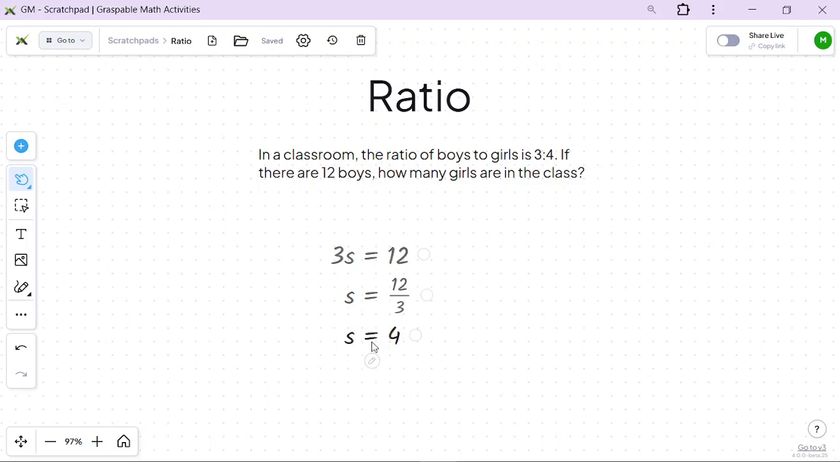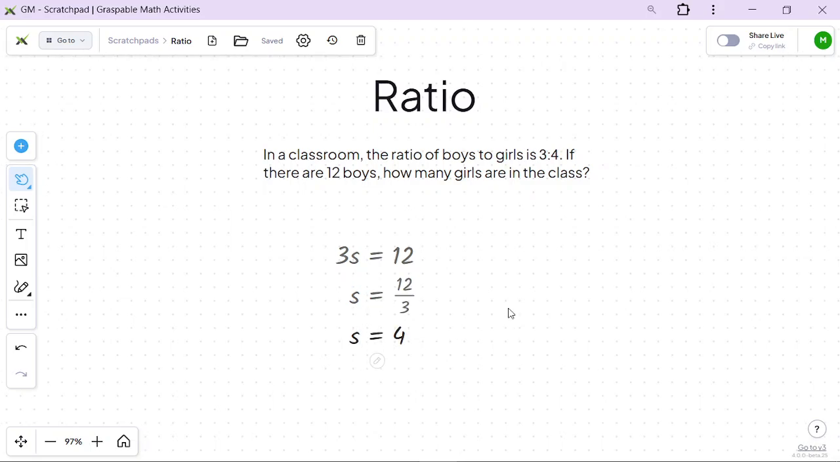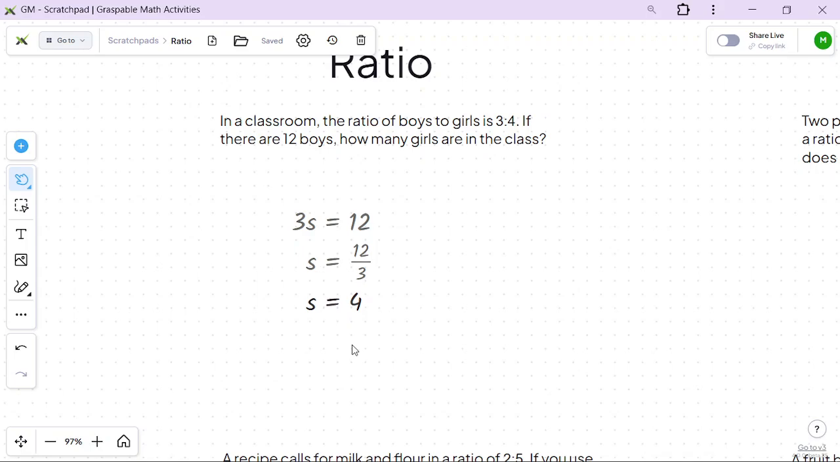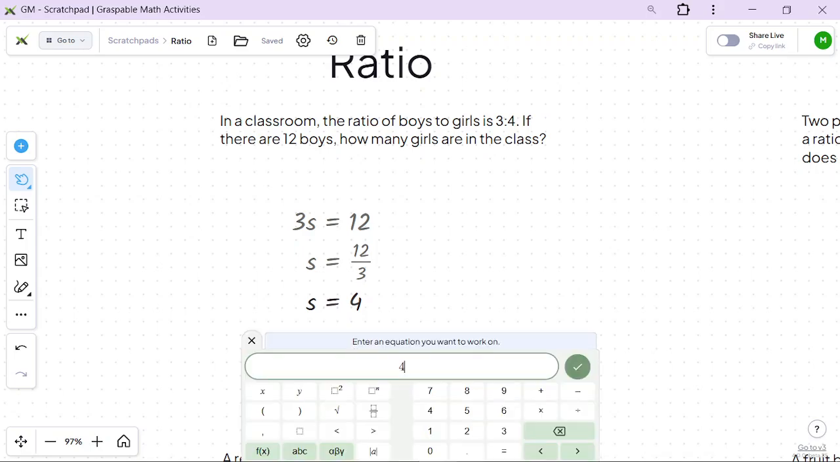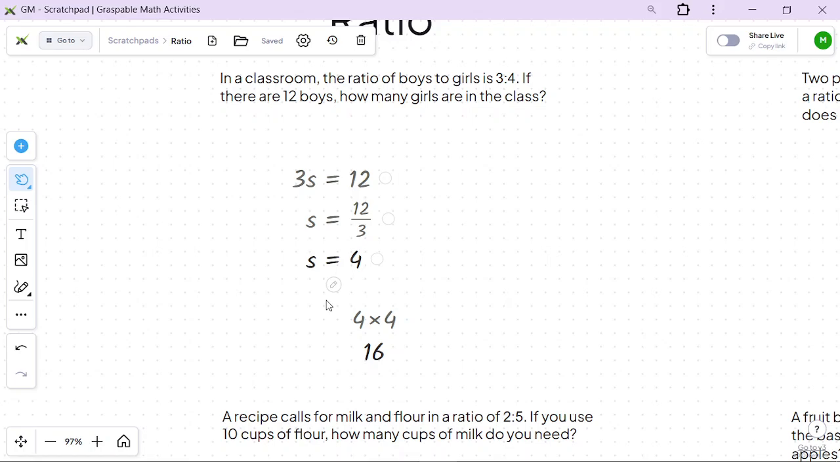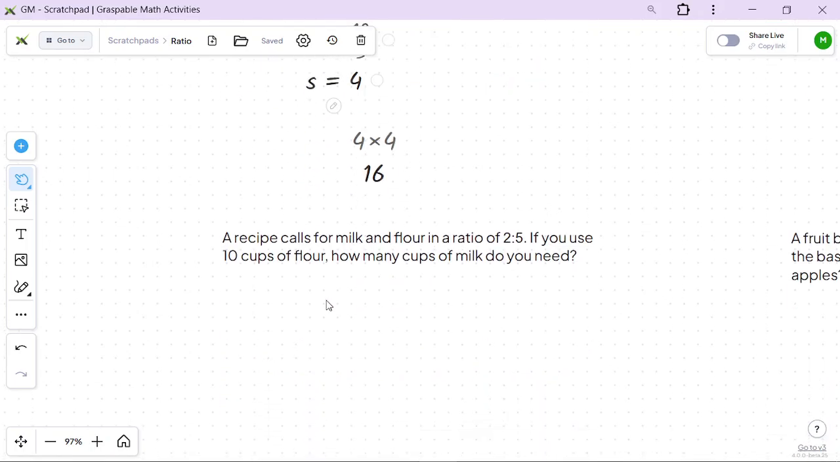3 appeared 4 times. So we are going to do the same thing to say 4 should appear 4 times to give us the number of girls, and the number of girls should be 16. So there are 16 girls. Now that makes sense. If you separate them 3 to 4, 3 to 4, 3 to 4, you discover that for every 3 boys you count, you are going to have 4 girls, right? Good.